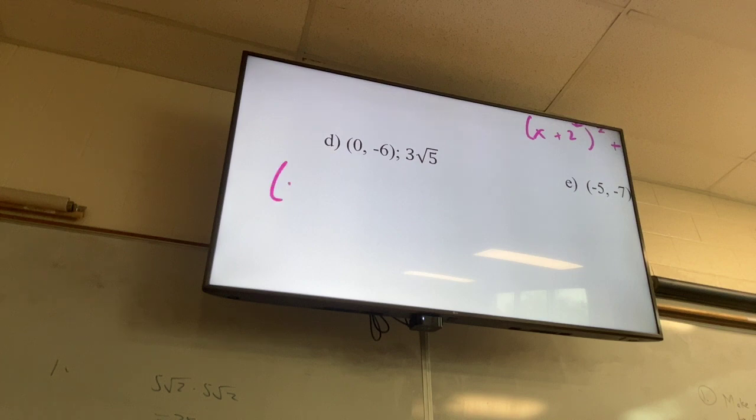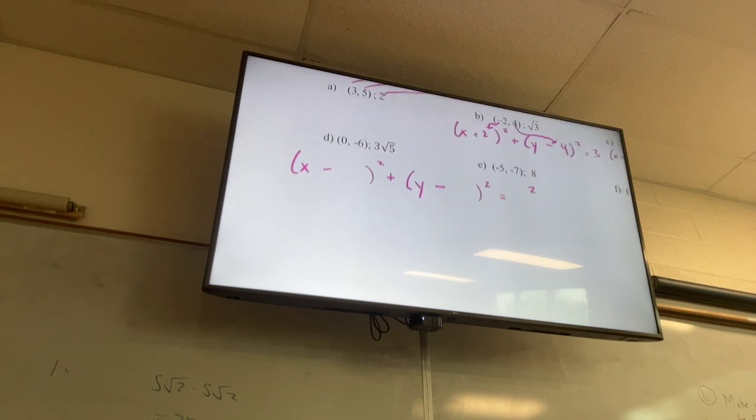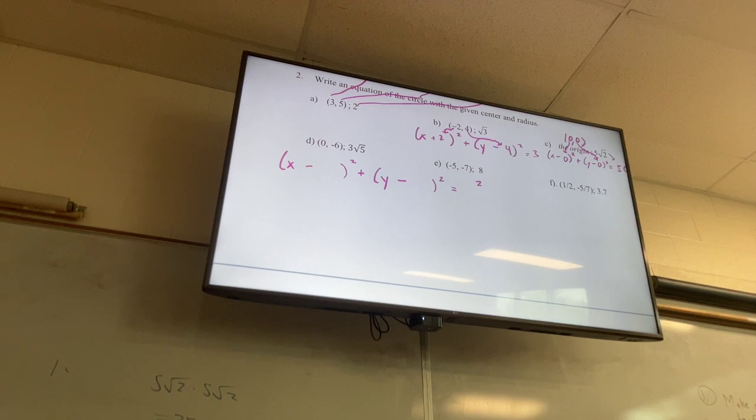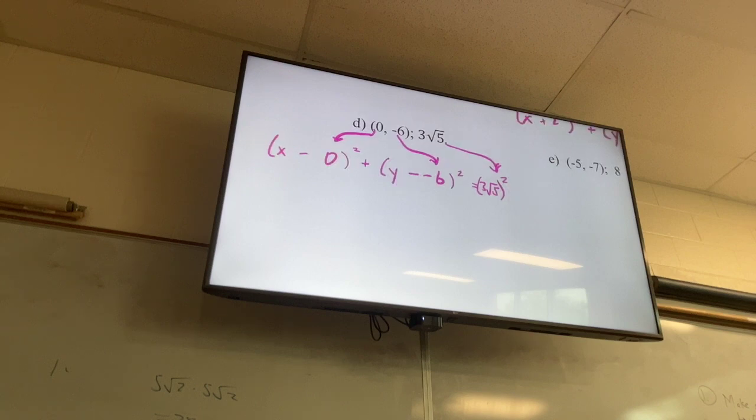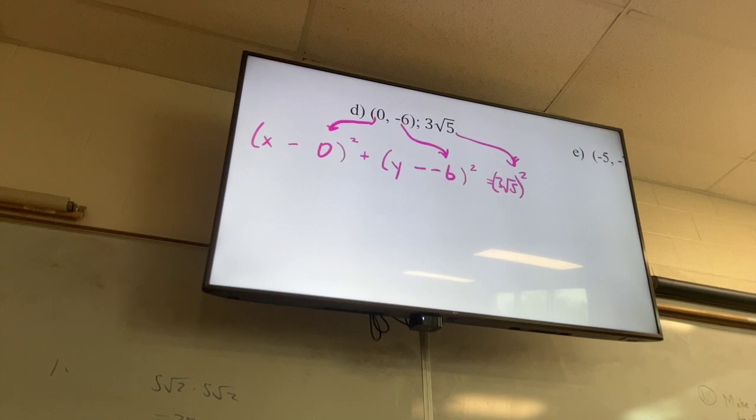All right, so we're going to do x minus something squared plus y minus something equals something squared. I'm just copying that down every time. Literally just write the x coordinate in here, write the y coordinate in here, and write this. Alright, y minus negative 6, that's just what?